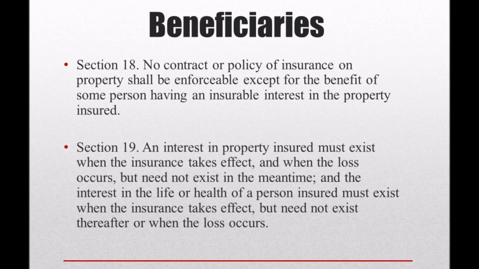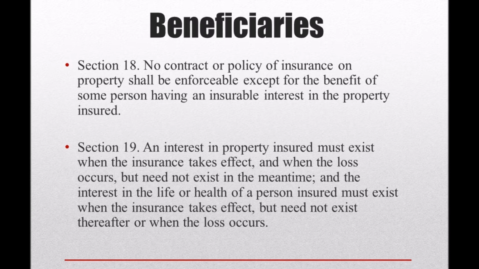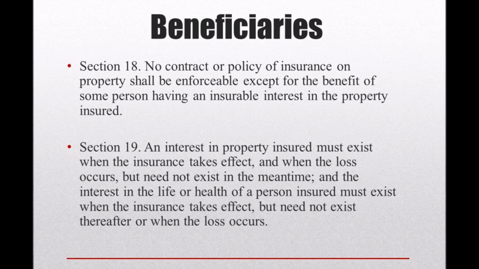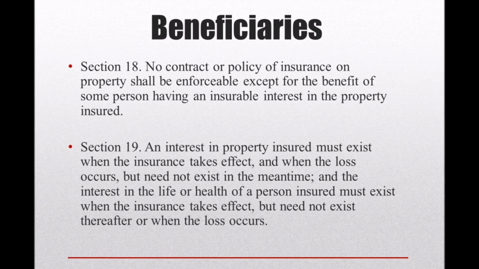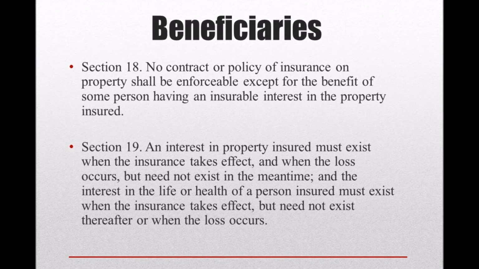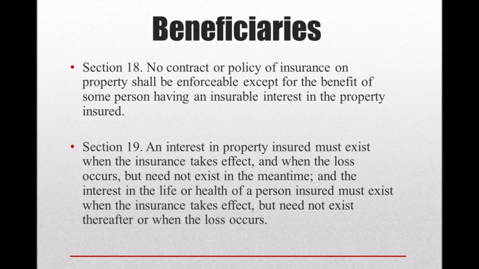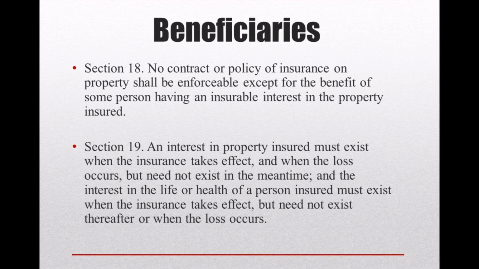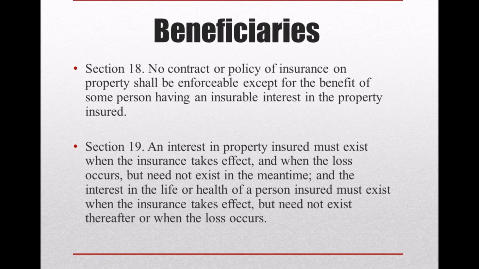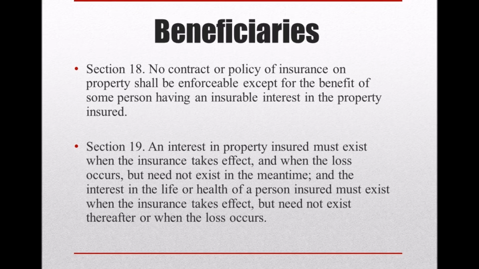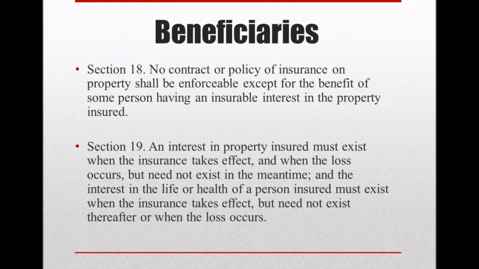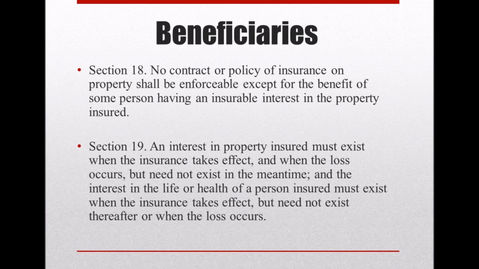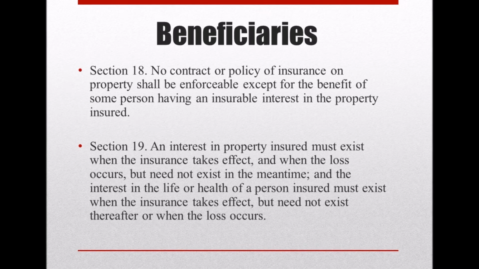So now let's proceed to the beneficiaries. According to the Insurance Code in Section 18, no contract or policy of insurance on property shall be enforceable except for the benefit of some person having an insurable interest in the property insured. And in Section 19, an interest in property insured must exist when the insurance takes effect and when the loss occurs, but need not exist in the meantime. And interest in the life or health of a person insured must exist when the insurance takes effect, but need not exist thereafter or when the loss occurs.